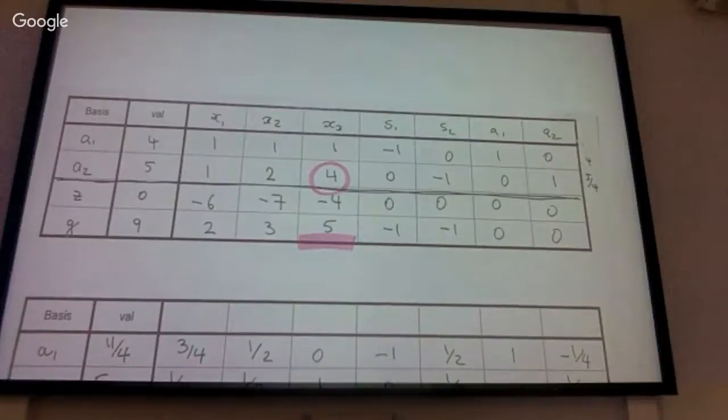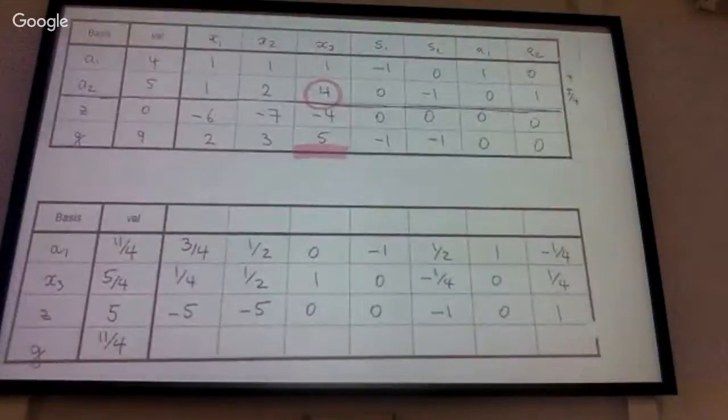So who knows what to do in a pivot step? Who doesn't know? Everybody knows. So finish it. Okay.